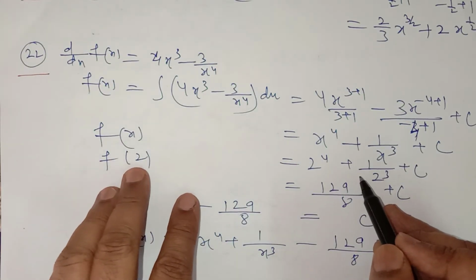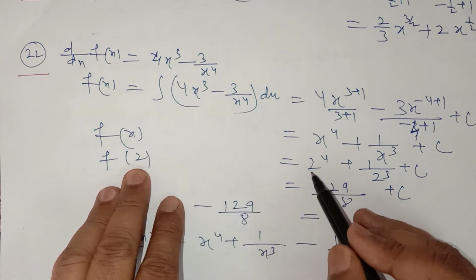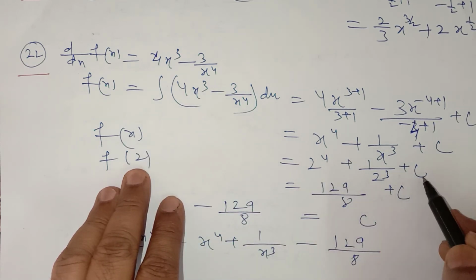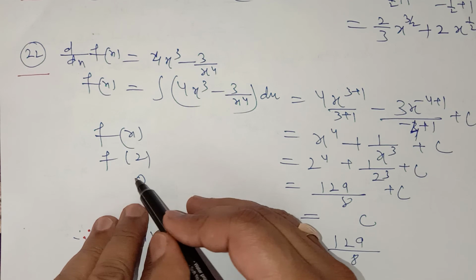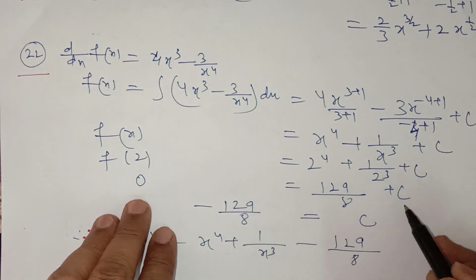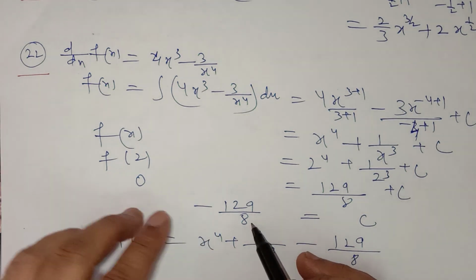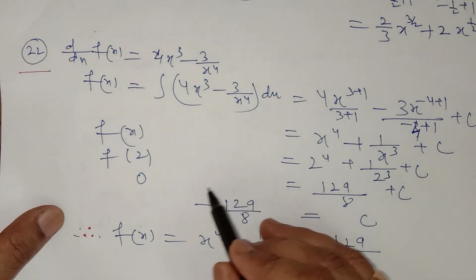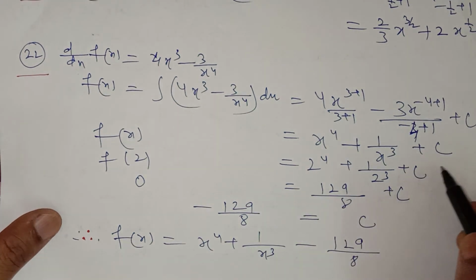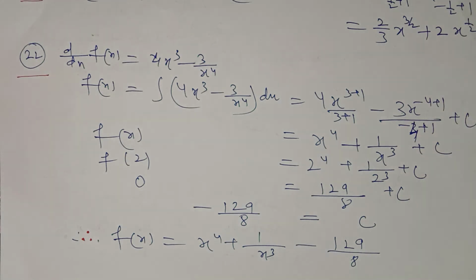Now it is given that the value of f(2) is equal to 0. Replace x by 2 on the right hand side: 2 ki power 4, 2 ki power 3, plus c, and f(2) is given equal to 0 in the question. See your book carefully, and you will get the value of c, which is coming out to be minus 129 upon 8. And because you have to find the value of f(x), replace the value of c here, and the function f(x) is this. So this is the completion of exercise first of integration. We'll continue in the next lecture. Thank you.